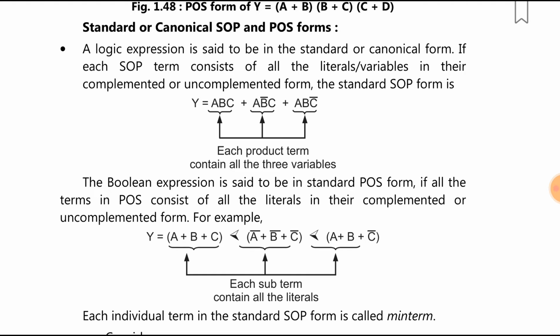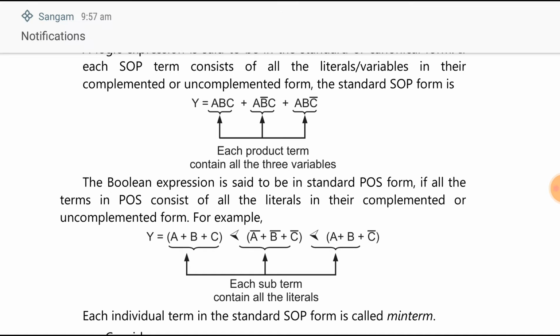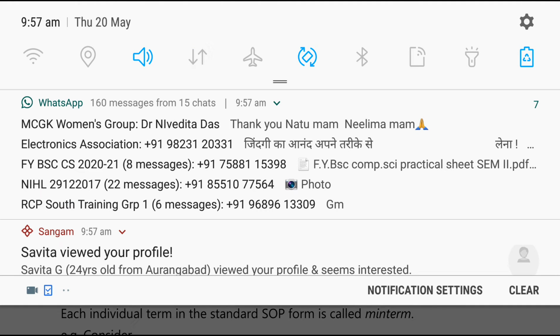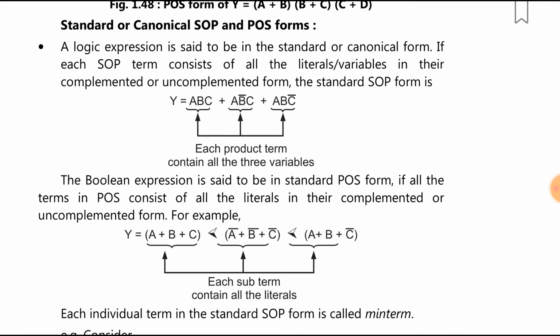Today I will teach you standard and canonical SOP and POS form, and conversion of SOP to POS and POS to SOP. A logic expression is said to be in the standard or canonical form if each SOP term consists of all the literals or variables in their complemented or uncomplemented form. So the standard SOP form is Y = ABC + AB bar C + ABC bar. Each product term contains all the three variables.